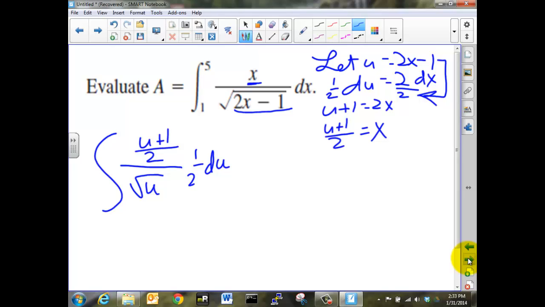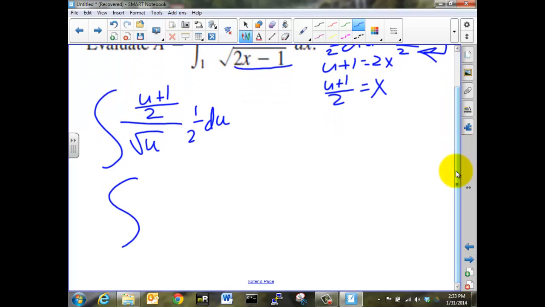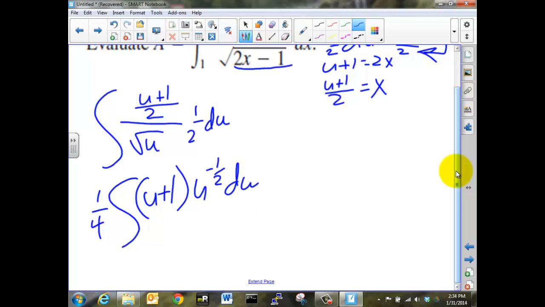Actually, I'm about to rewrite it like this. I'm going to say 1/4 times u plus 1 times u to the negative 1/2. Now, I may have just blown your minds, but don't freak out yet. Look and see if you can figure out how I did that. Got rid of the 1/2. And then you multiply the 2 to the other side.